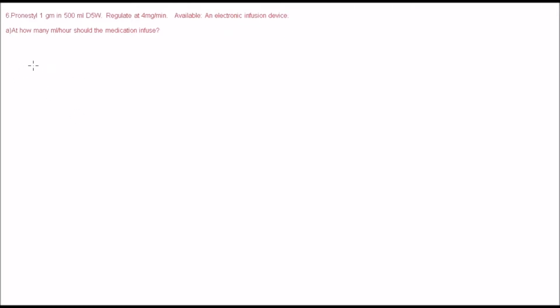All right, one more question, and then I'm going to send this to you so you can look at what's going on. So this is going to be another conversion. So we want to end up in milliliters per hour over here on the end. And we need to look at what we have. So we have something in grams per milliliter. We have something in milligrams per minute. So we don't really have hours here, but we can convert that to hours.